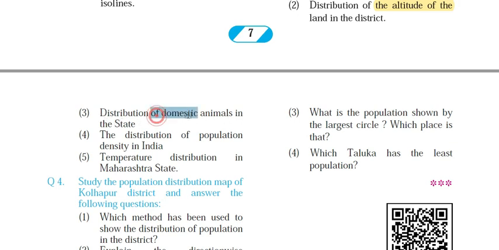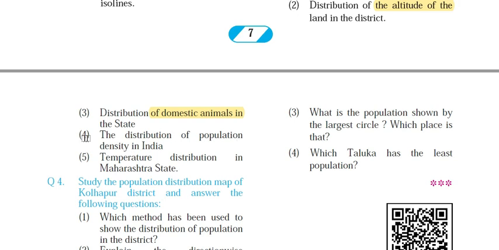Distribution of domestic animals is again in numbers. For the actual quantity, any quantity, you have to use the dot method to represent that quantity on the map. If they ask you the density of that particular variable, then you have to go for the choropleth method or isopleth method. There is an exception for altitude or annual average rainfall, because they are shown by using iso lines. Remember this thing.